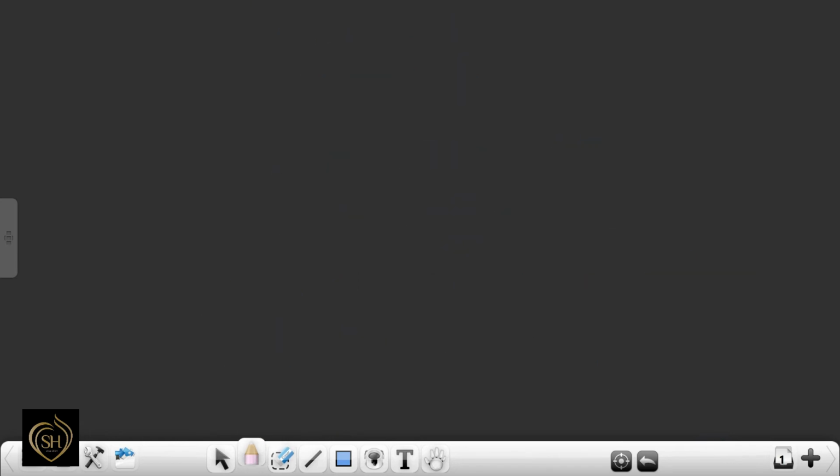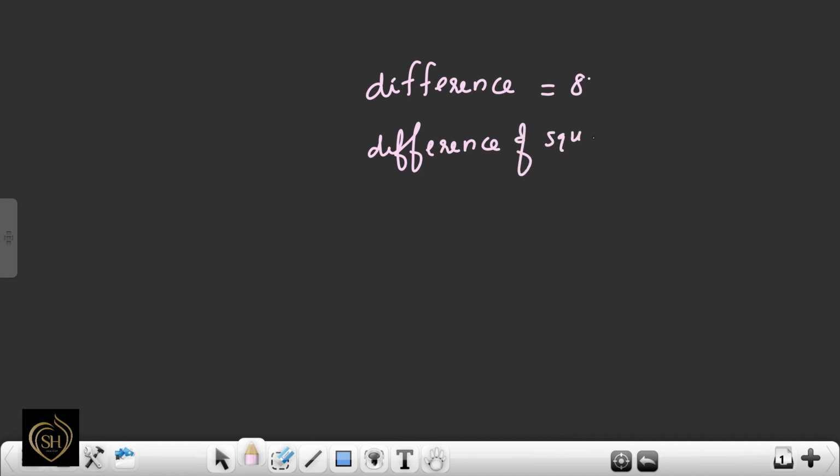Next, there is another problem. The difference of two numbers is 8. And the difference of their squares is 208. Find the numbers.